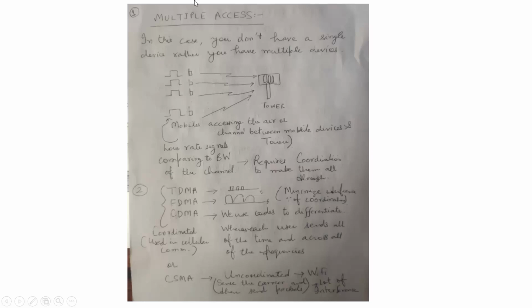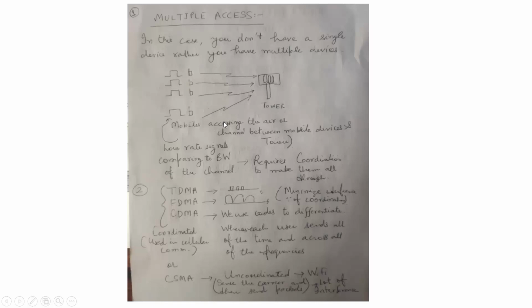Now let us look in detail at what is multiple access. In this multiple access case, you don't have a single device; rather you have multiple mobile devices which are trying to communicate through this base station tower. These mobile devices are trying to access the channel between the mobile and the tower. So every device is trying to access the channel. That means multiple devices are trying to access the channel. So that's why this is multiple access.